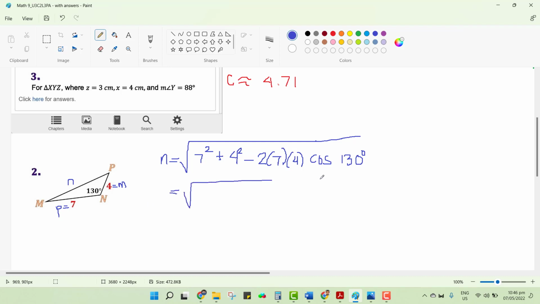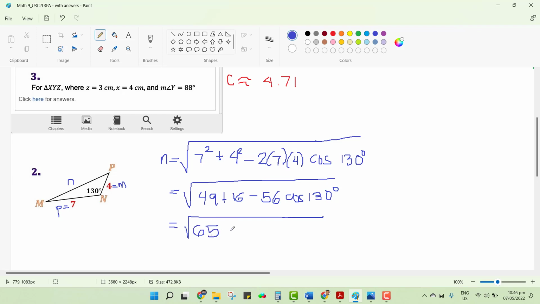This is now computed as 49 plus 16. Let me check. All right. Less 2 times 4, you have here 56 cosine 130 degrees. Am I right? We have here 14. That's correct. So you have here the square root of 65 less 56 cosine 130 degrees.